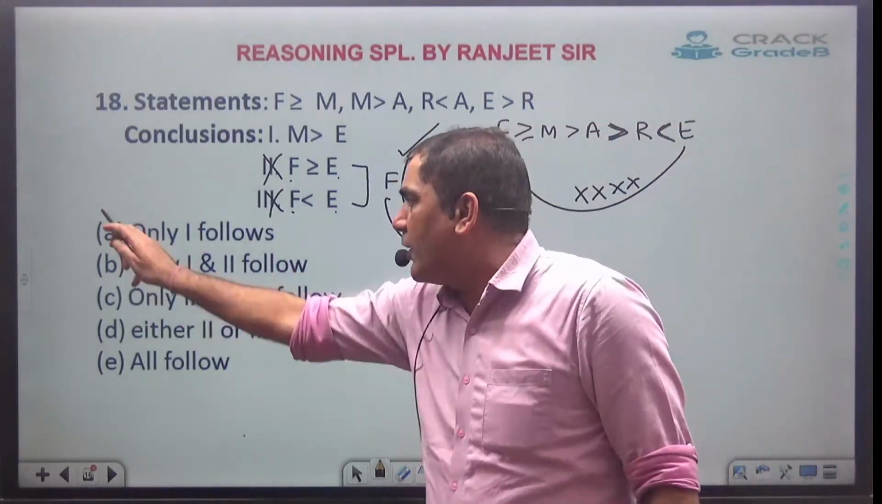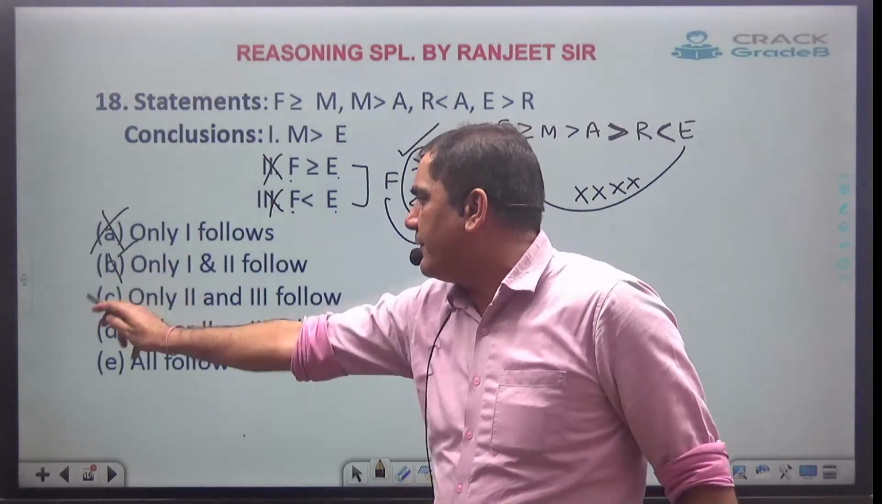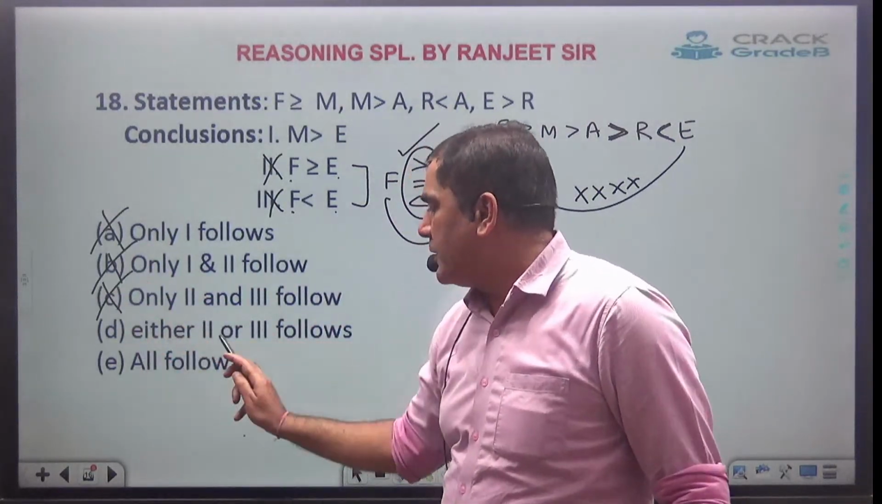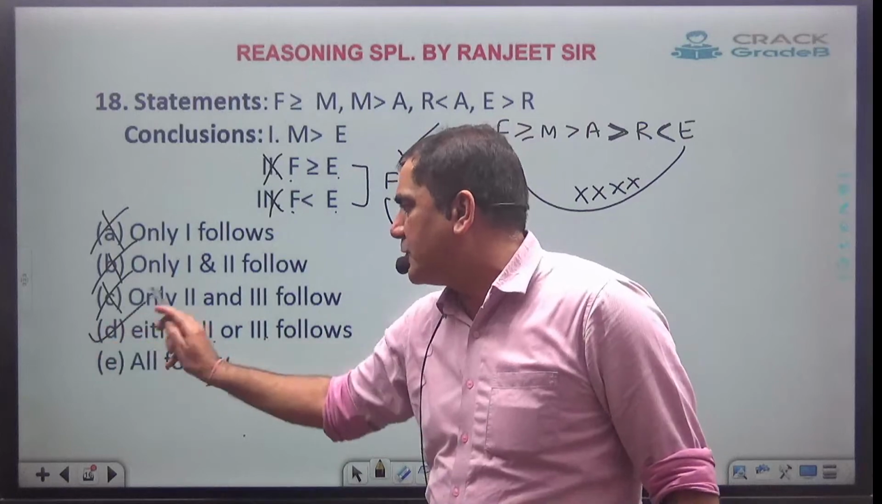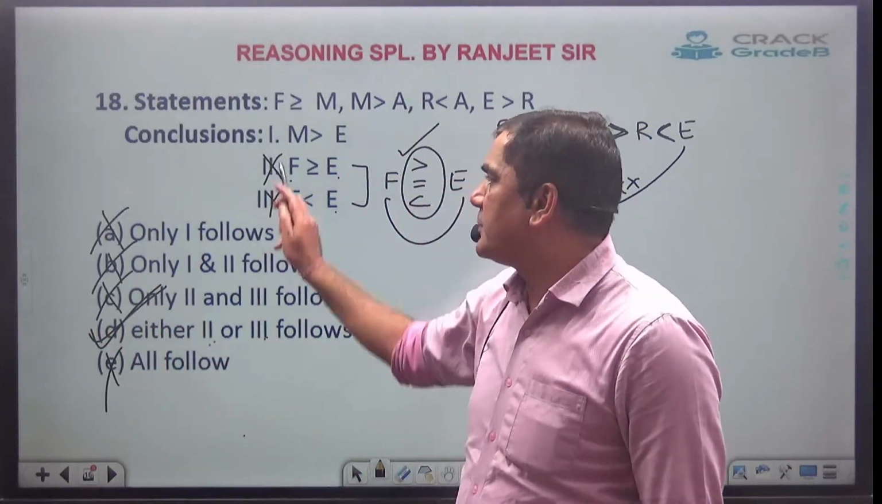In the first, either or is not given. Second, either or is not given. Third, either or is not given. Fourth, yes, they have given either or. So this has to be the answer. All follows cannot be, because these 2 cannot be the answer.